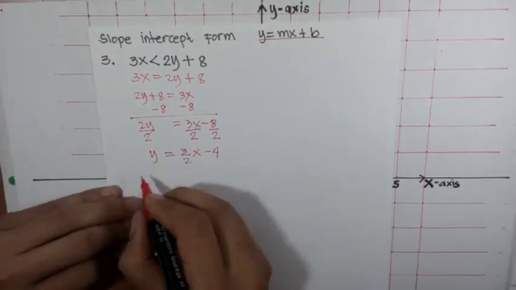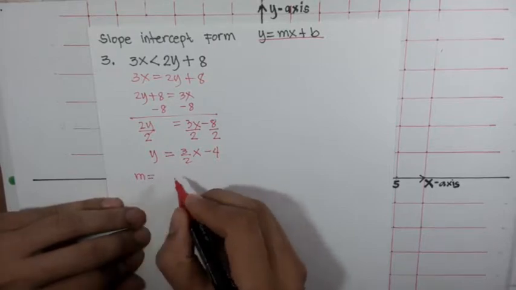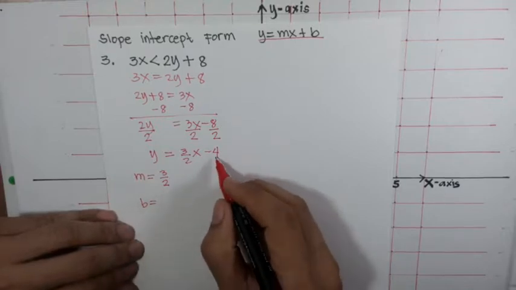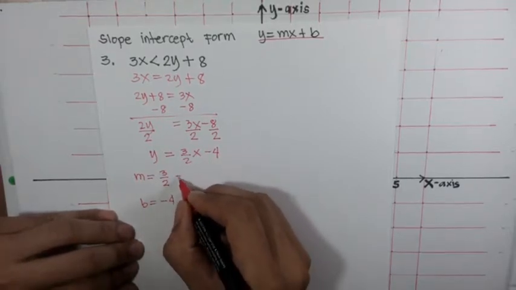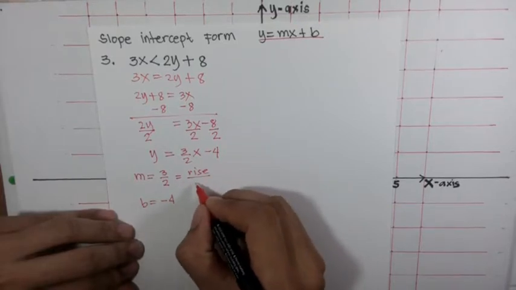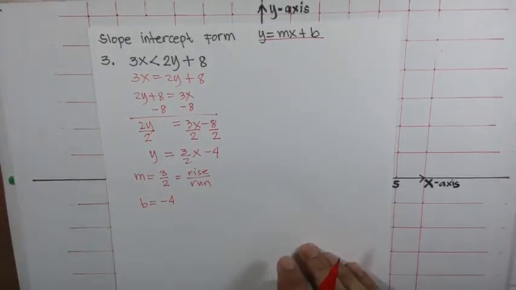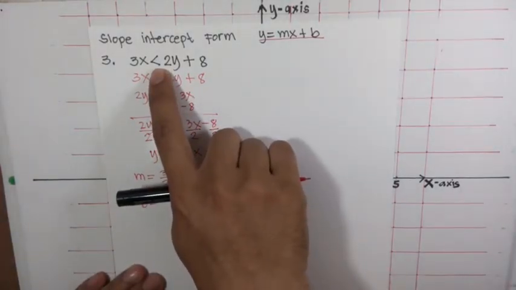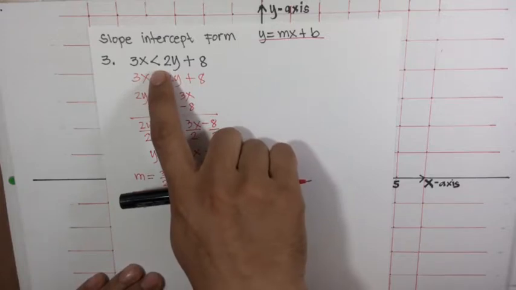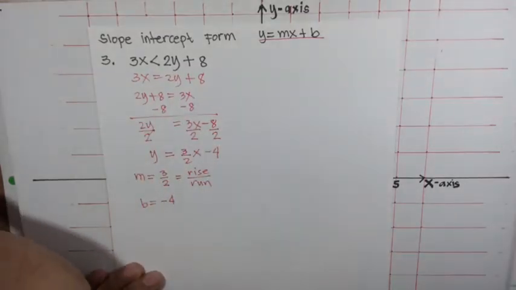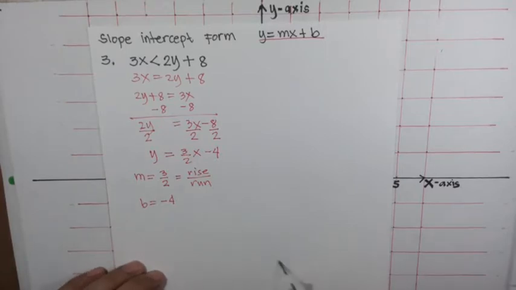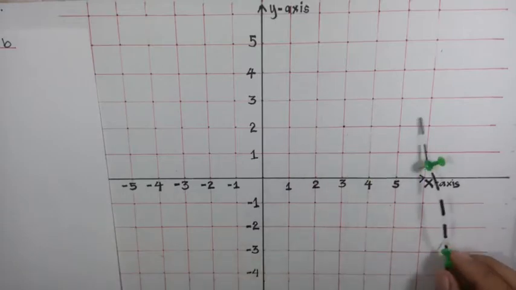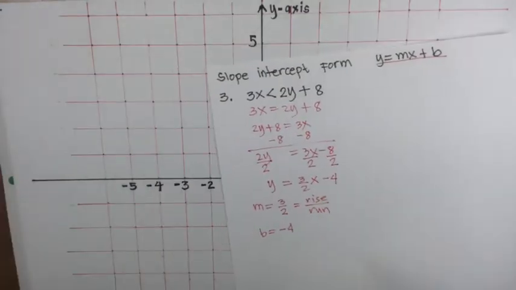Okay. So on that part, you have the slope. What is the slope? It is 3 over 2. And the y-intercept is equal to negative 4. Now again, the slope is the rise over run. Okay. Now let's locate that one. Now take a look. The inequality symbol is less than. So meaning to say there is no equal symbol, so the graph would be a broken line. Meaning to say the broken line is not included in the solution. So let's go locate that one.